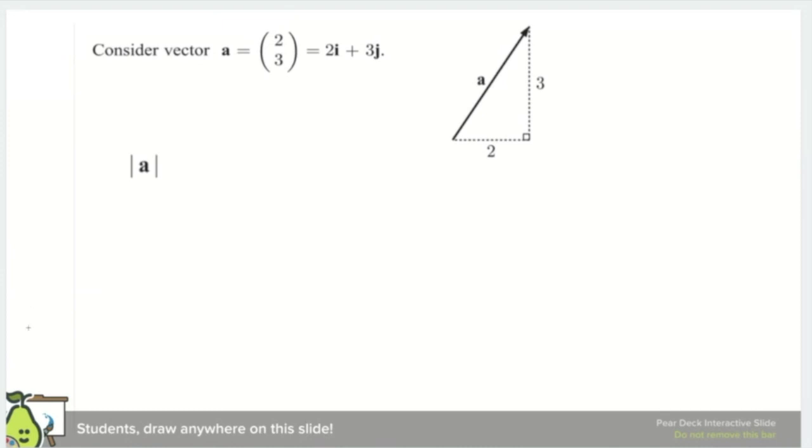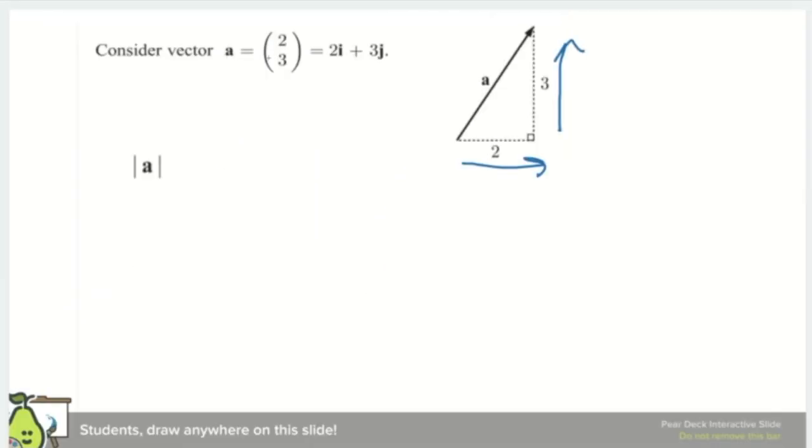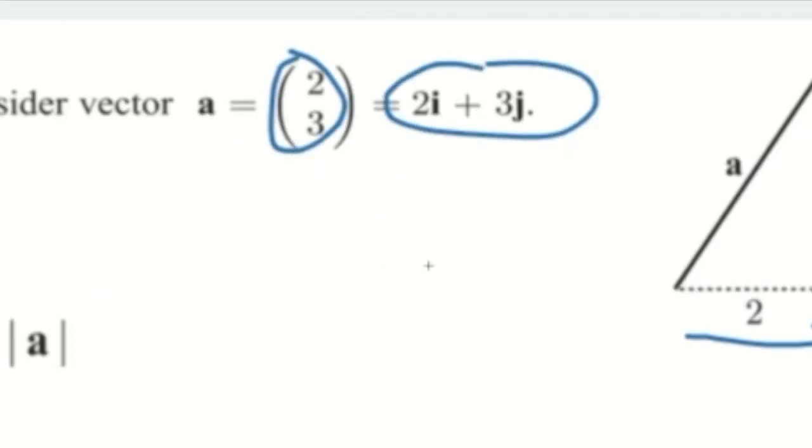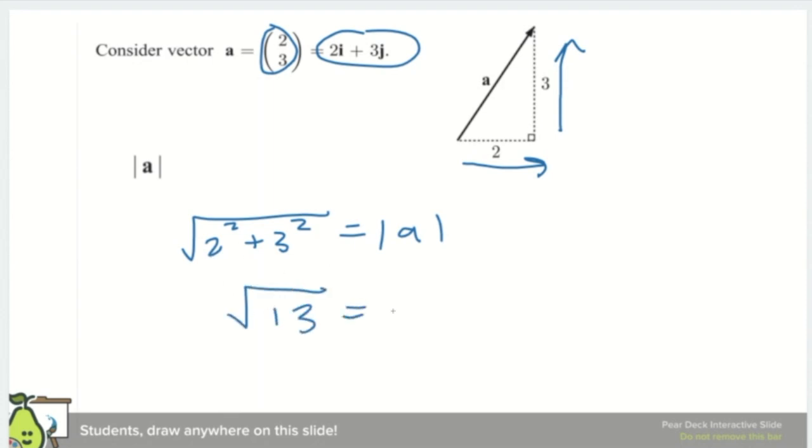All right, so with this vector A, the horizontal component is 2, vertical component 3. We have that here and here, and also here and here. If you look at this, it's just a right triangle. To find the magnitude, the length of A, I'm just doing the square root of 2 squared plus 3 squared. That's going to give me the magnitude of A. So that'll be the square root of 4 plus 9, which is 13. A has a magnitude of square root of 13.